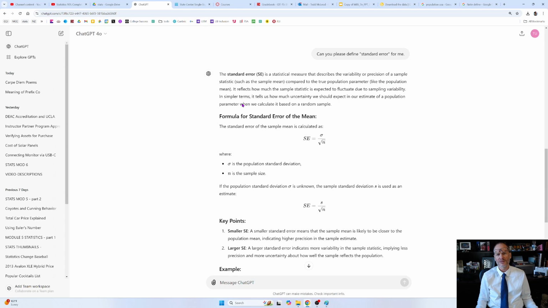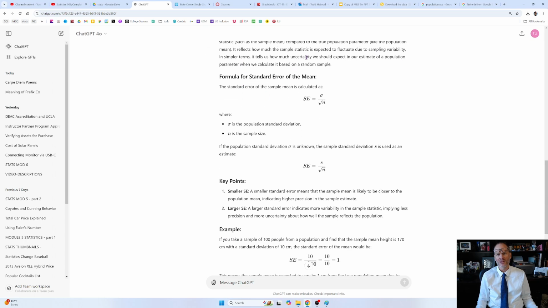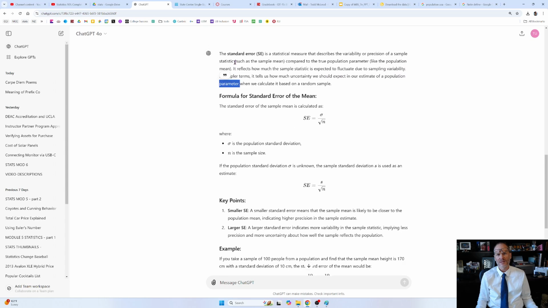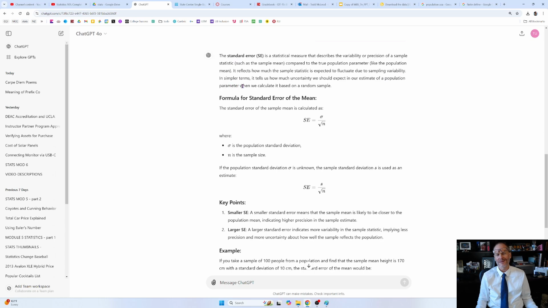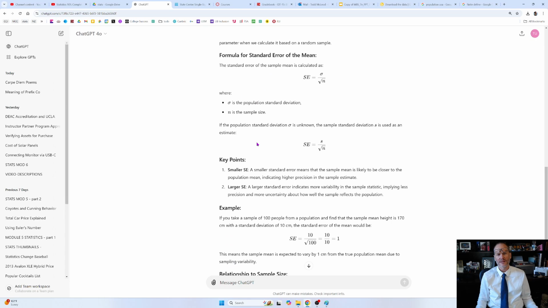So in simpler terms, it tells us how much uncertainty we should expect in our estimate of a population parameter. The standard error tells us how much confidence we have that our sample statistic is accurately estimating the population parameter. And now the formula for the standard error of the mean, and we'll come back to this probably later in the chapter as we go through the PowerPoint presentation.